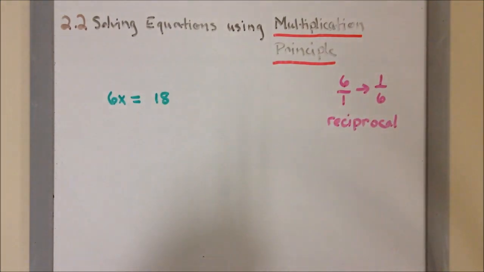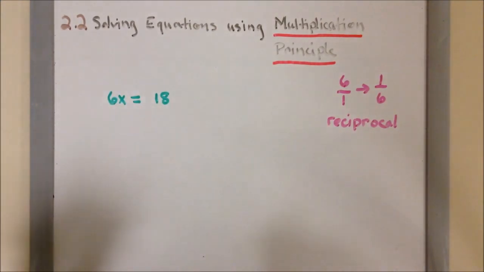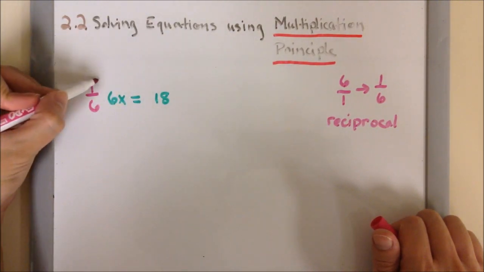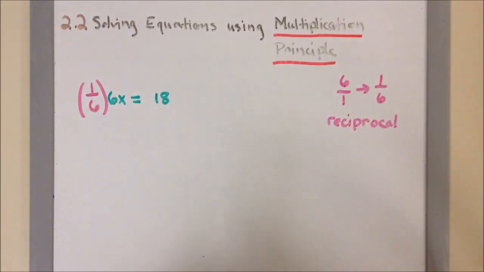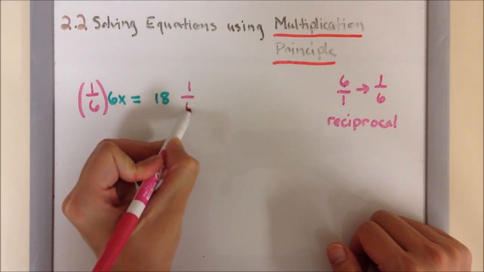So we're going to multiply the left side by its reciprocal, which is 1 over 6. And to balance out, since I multiplied 1 over 6 on the left side, I got to multiply by the same thing, 1 over 6 on the right side.